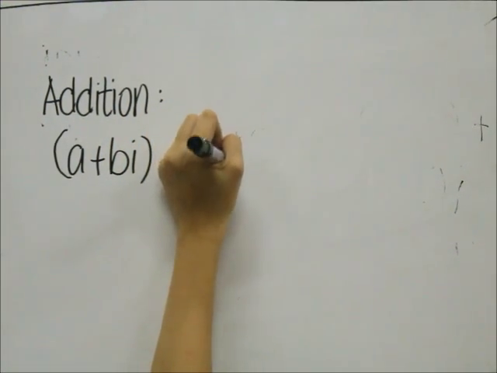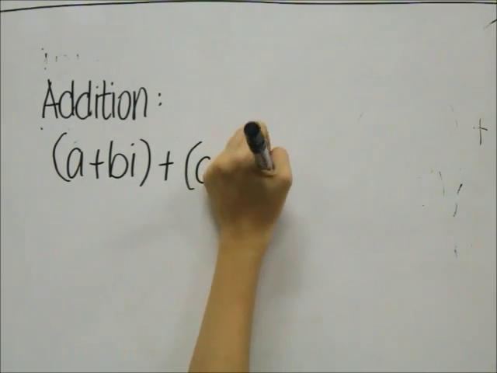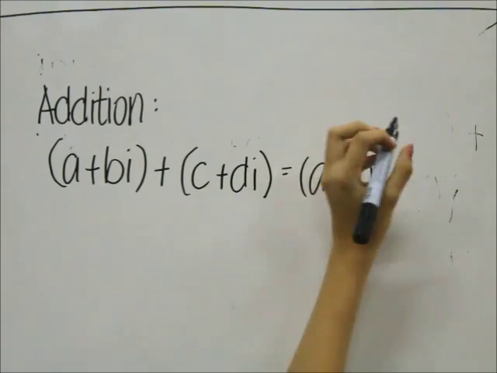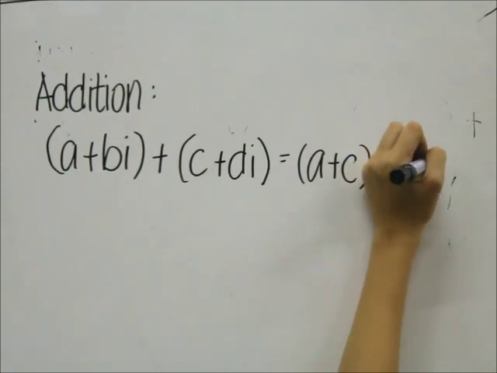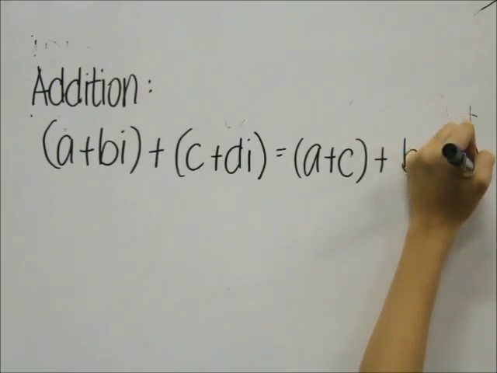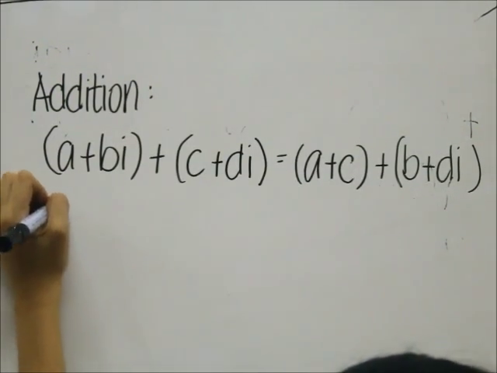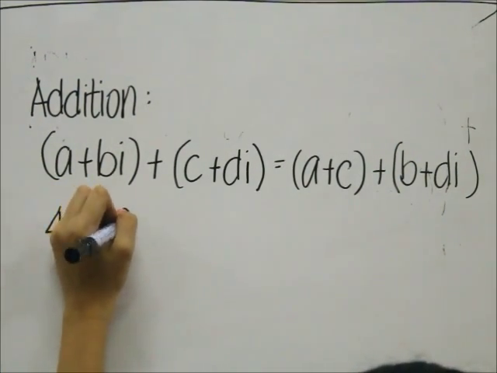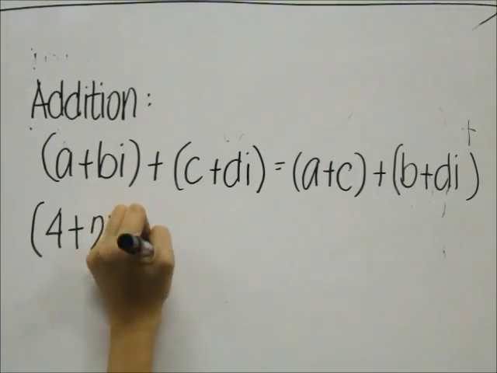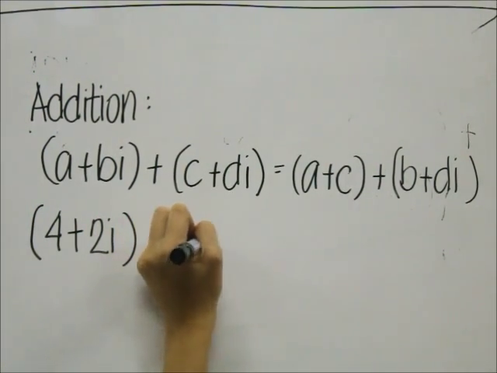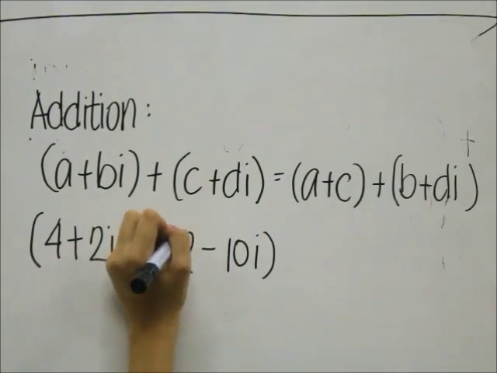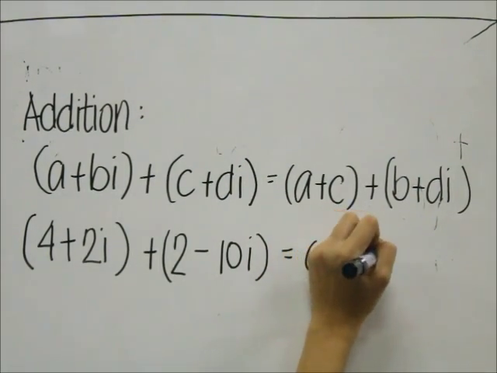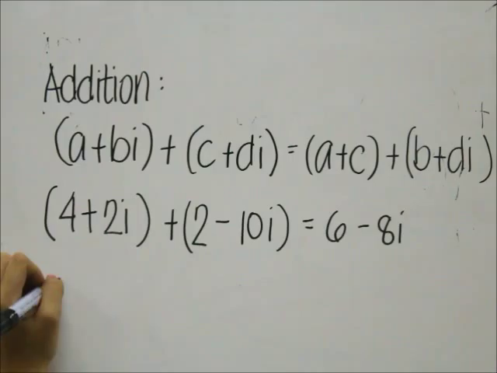For example, (a + bi) + (c + di) is equal to (a + c) + (b + d)i. (4 + 2i) + (2 - 10i): 4 plus 2 is equal to 6. 2i plus negative 10i is equal to negative 8i.